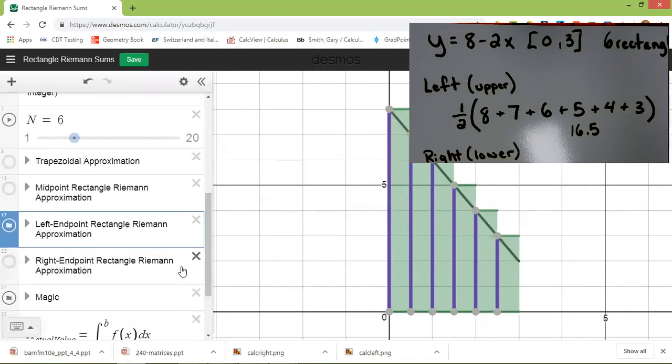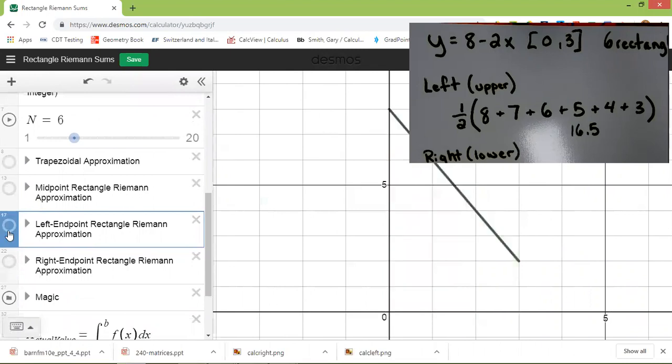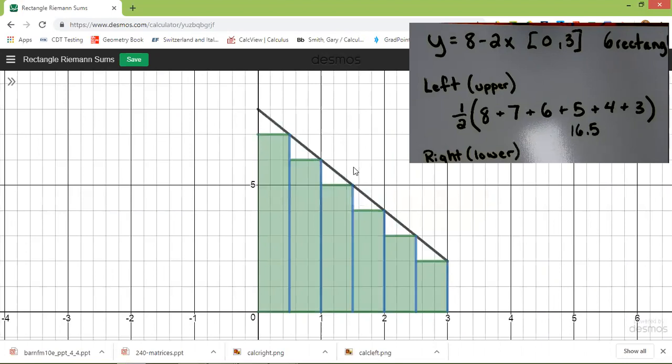Now I can do the same thing with my right side. So let me switch my rectangles over here. Instead of left endpoint, let's do the right endpoint. And if I use my right endpoint, it looks like this. You'll notice all my rectangles start on the right side at the function. So my values look something like this.